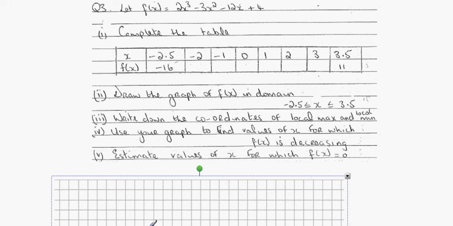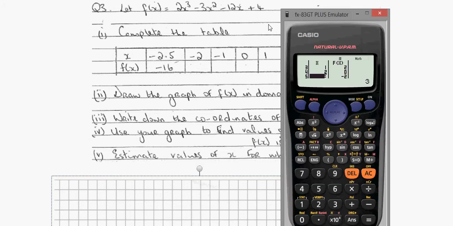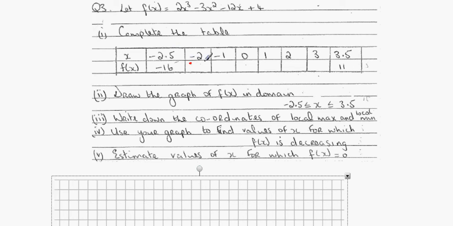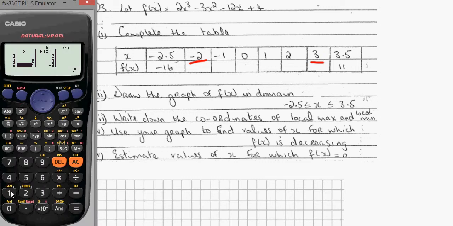Complete the following table. Once again, we're not going to go through our own formal table. Now we can see that 0.5s are present, but also we need to get from minus 2 to 3. So what we're going to do is put this in the graph again: 2 bracket x cubed minus 3x squared minus 12x plus 4.